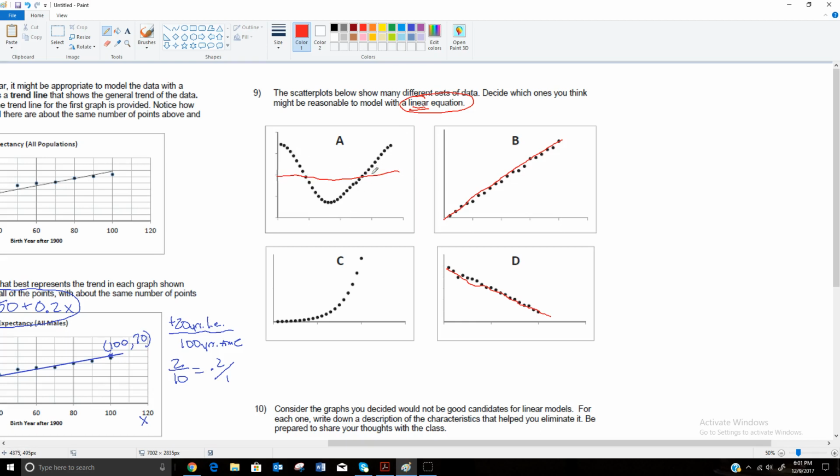This says the data stayed steady, and it didn't. It went down and then it went up. So this just is not well modeled with a line. Same thing here for C.